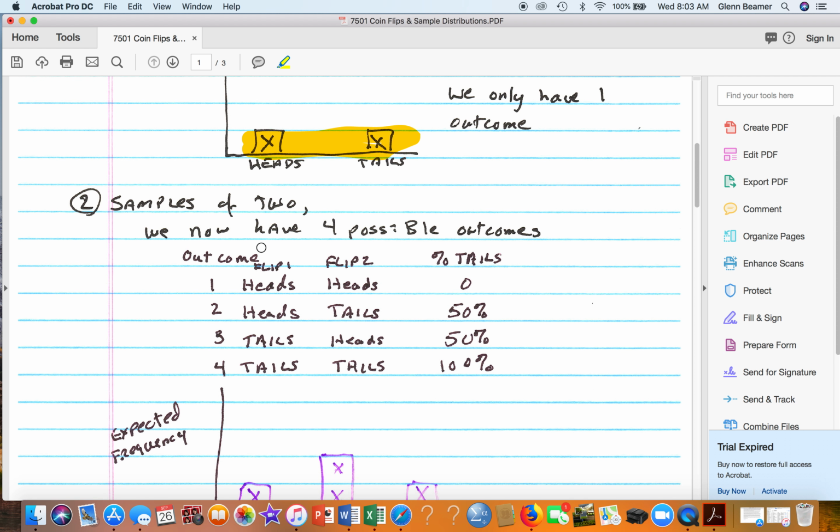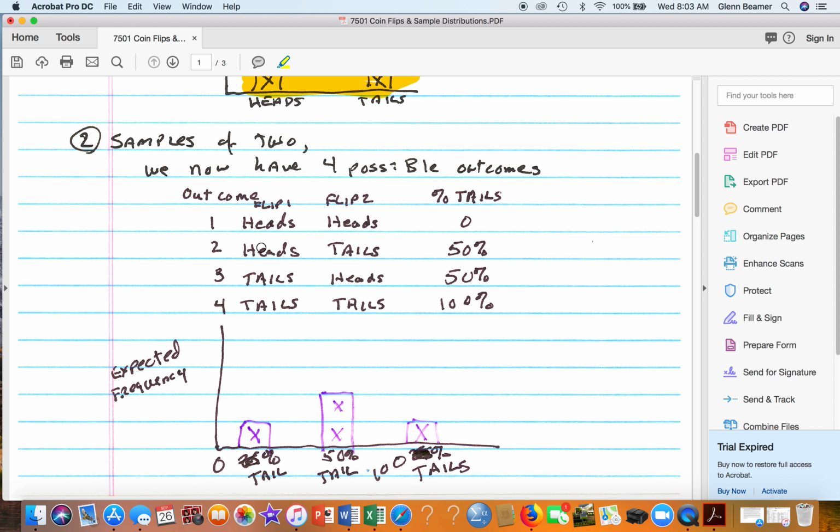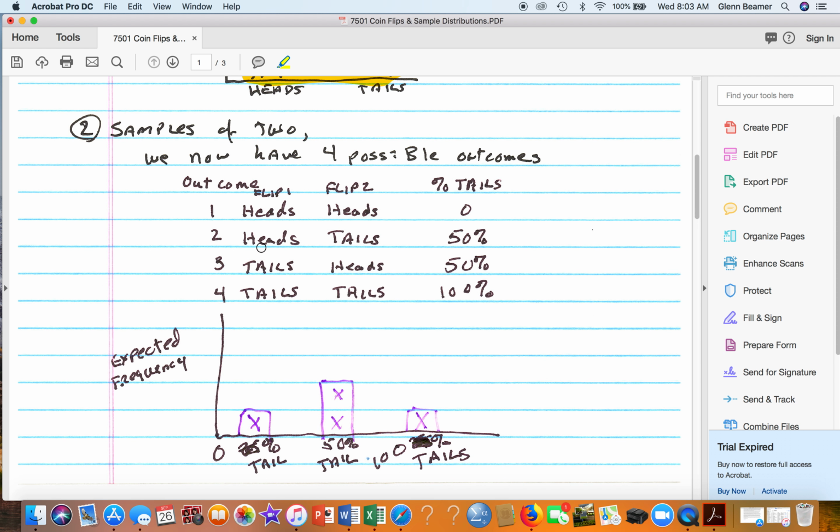But then let's say we go to two coin flips, and now we have samples of two coin flips. Now, if we want to look at outcomes, instead of one outcome, heads or tails, we now have four possible outcomes. We have outcome one, which is heads, heads, and 0% tails. We then have outcomes 2 and 3, which are heads, tails, and tails, heads.